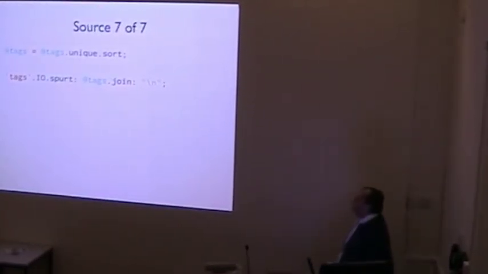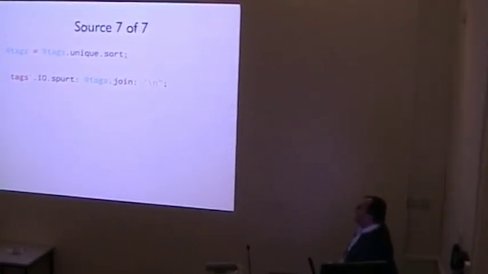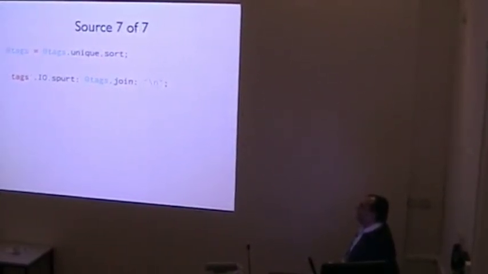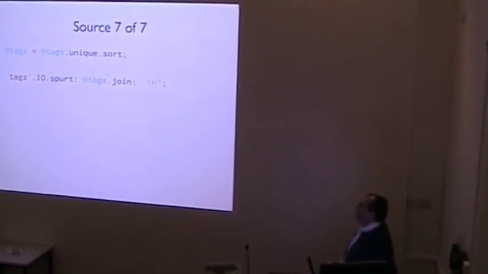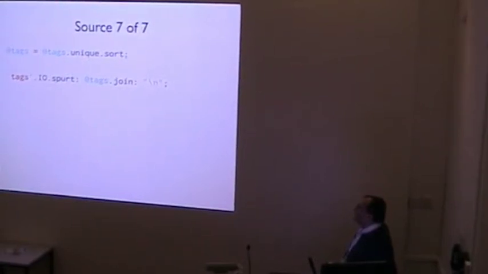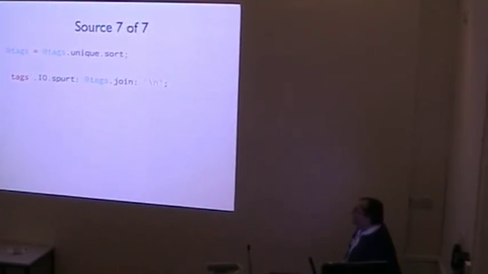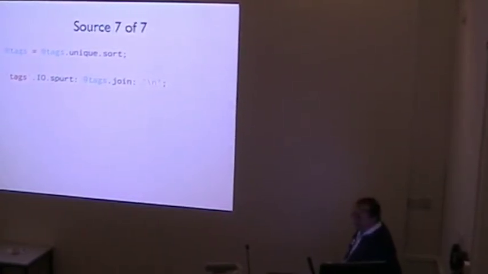Okay, so that's the final slide. It again shows you something that's quite neat. I've got an array here, and I can just create a unique array from it and sort it. In Perl 5, I'd either have to do it manually using a hash, or I'd have to pull in a third-party module to use it. But it's just built into the language, which is quite nice. And then the final line, the spurt, that's the opposite of slurp. That just dumps stuff out to a file, so that just writes the tags out.